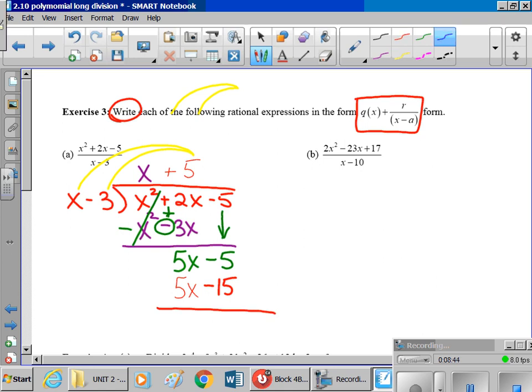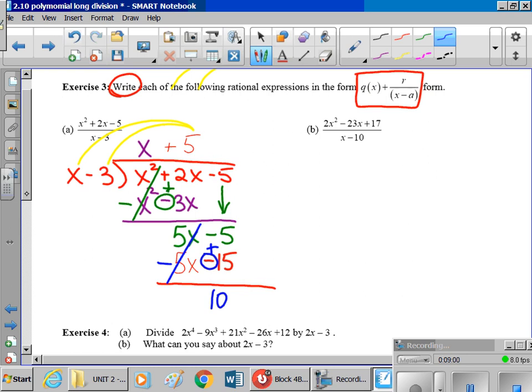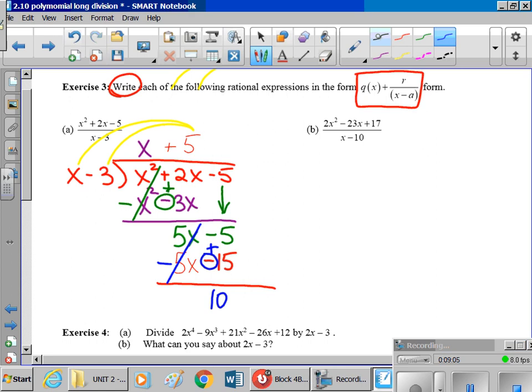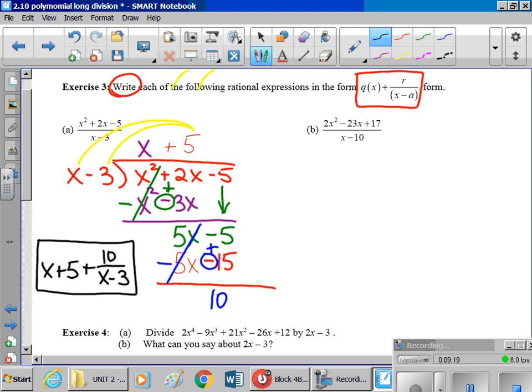Remember, you have to change signs. This becomes a minus. This becomes a plus, because that's the only way these will cancel. Opposite signs. So now positive 5, negative 5 plus 15 is a positive 10. So that's my remainder. It says write the following in this format. So our answer is going to be x plus 5 plus 10 over our divisor, which is x minus 3. Okay, so write it down, and then we'll move on to B.